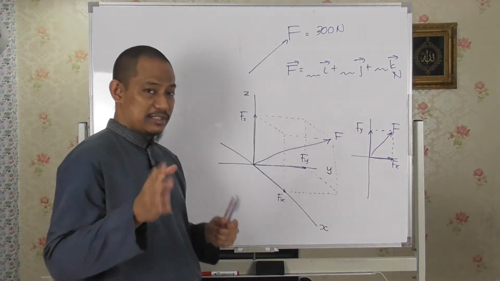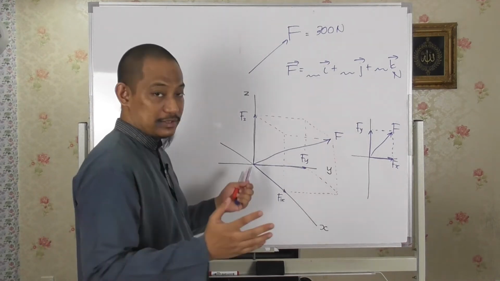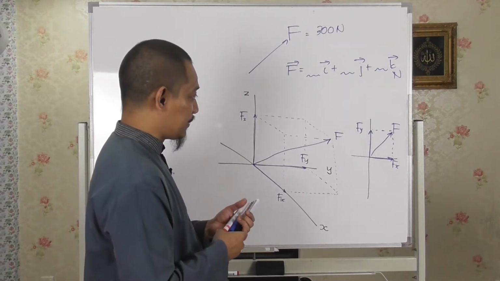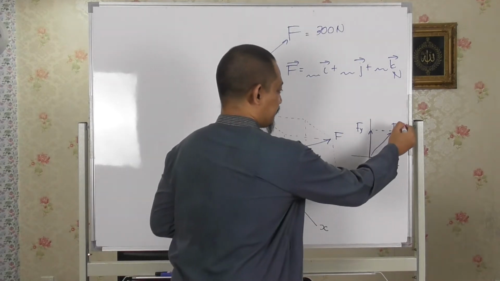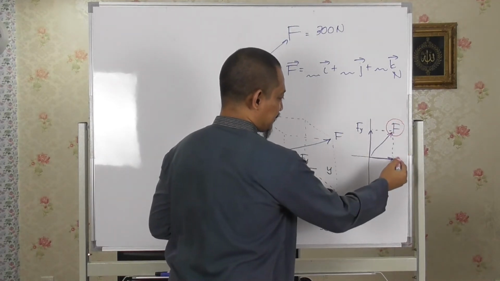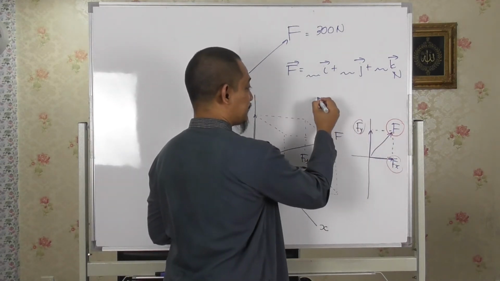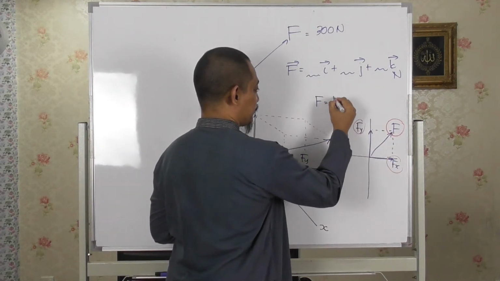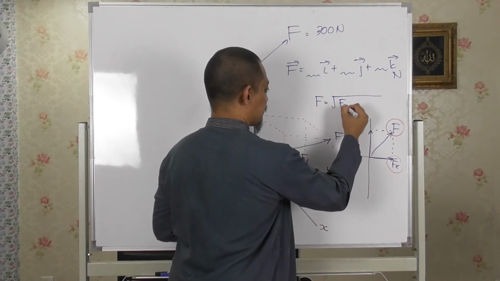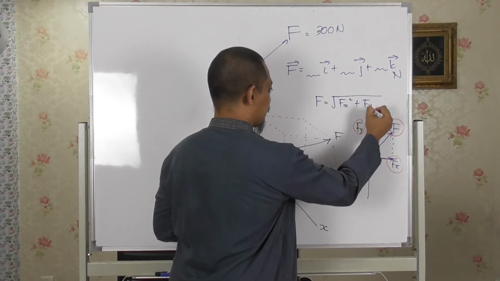Now there are several things that you should understand by this. Number one, this value is directly related to this and this, so you can calculate it. Basically what we know is F equals the square root of Fx squared plus Fy squared.